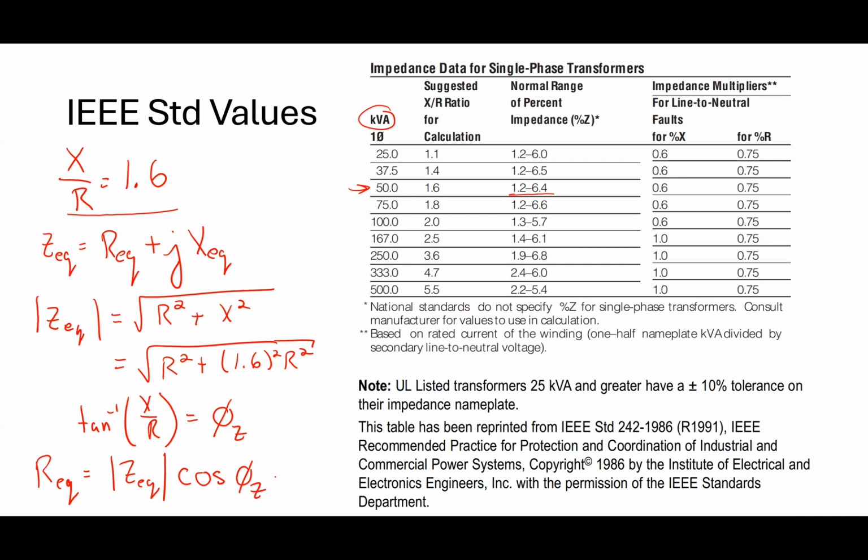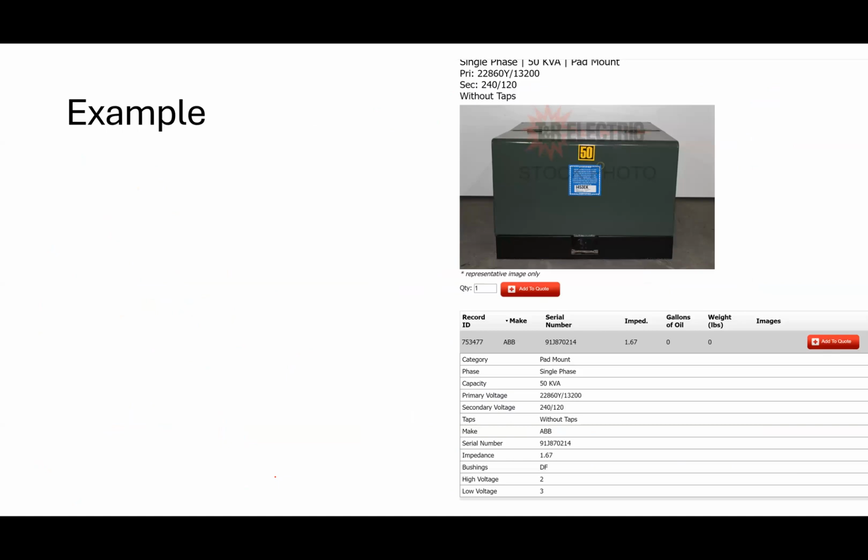I like that rather than square rooting and stuff. I don't know why. But yeah, that's a reasonable way to think about it too, right? So if I said that for this particular transformer, let's say that X over R is equal to 1.6, and we know that the percent ZEQ is 1.67%.